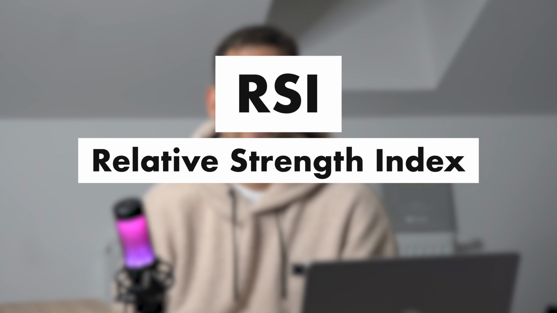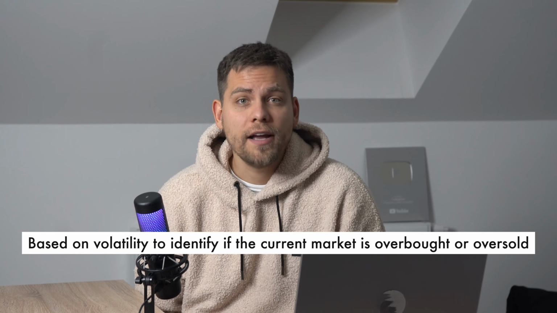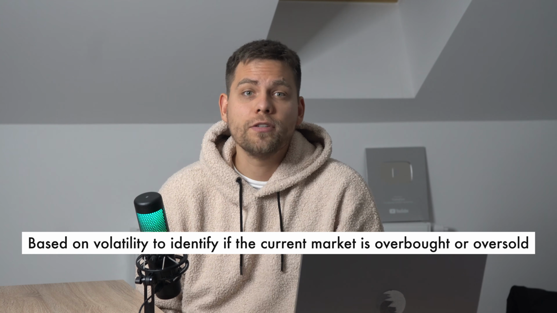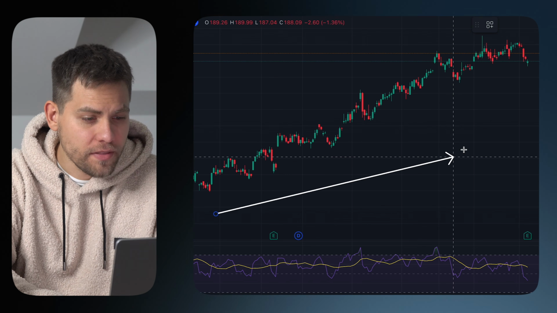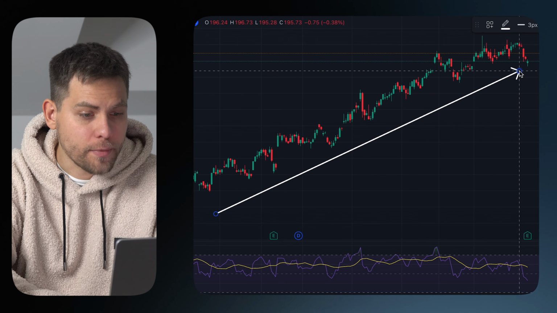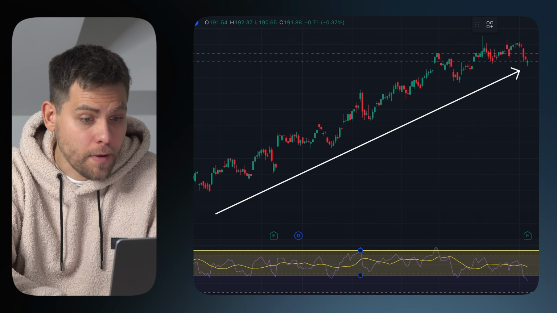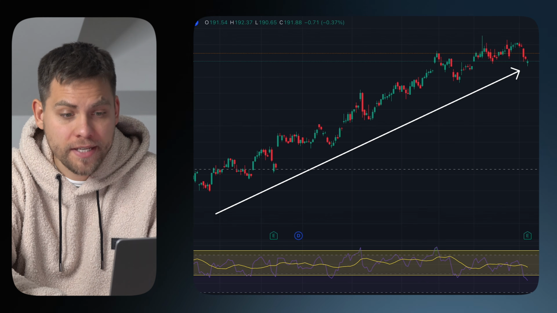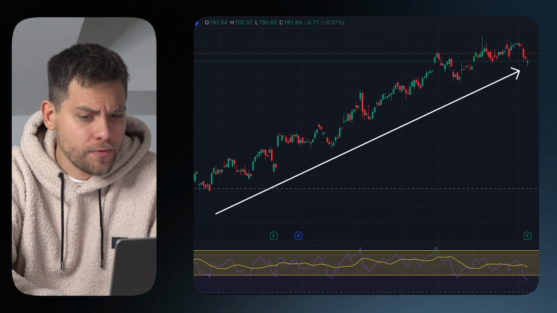RSI, Relative Strength Index. Many people like to use RSI, including me, which is a great indicator based on volatility to identify if the current market is overbought or oversold. But RSI has some drawbacks you might not have noticed. For example, in this chart the price stays in the upward trend, but RSI keeps bouncing between the overbought and middle line, which is hard to identify the trend.